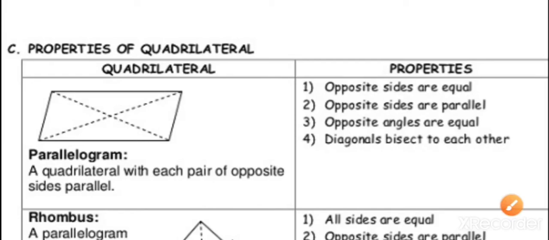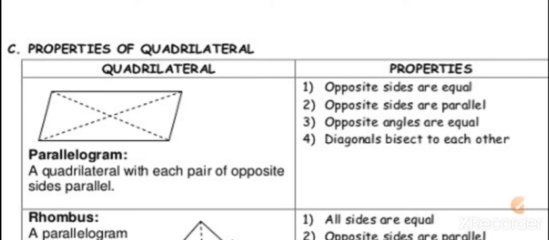Hi children, let us now learn about the properties of quadrilaterals. Also let us see different types of quadrilaterals. What is a quadrilateral? Any polygon with four sides is a quadrilateral. Quadra means four sides. So different types of quadrilaterals are there.